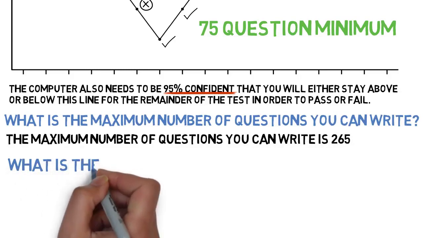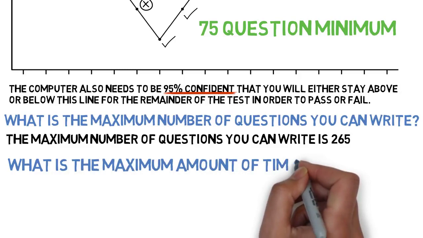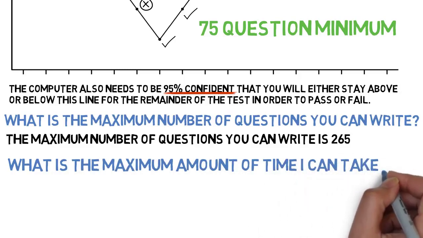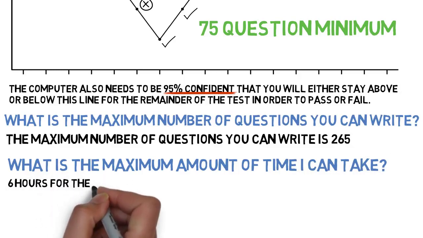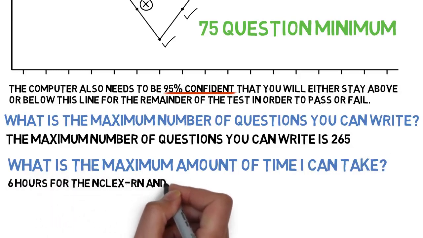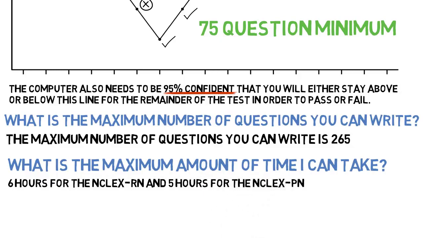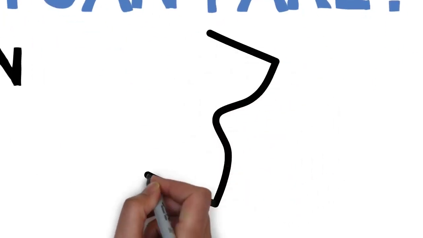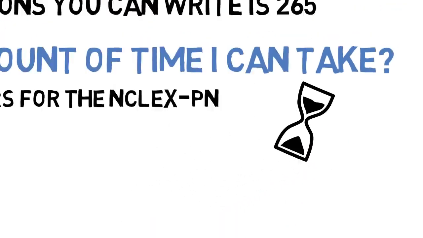What is the maximum amount of time someone can take to write the NCLEX? Well, the maximum amount of time that you have to write is 6 hours for the NCLEX RN and 5 hours for the NCLEX PN. This being said, it is very uncommon for somebody to take 6 hours to write the NCLEX RN. Typically, people are done between 2 and 3 hours, sometimes even less.